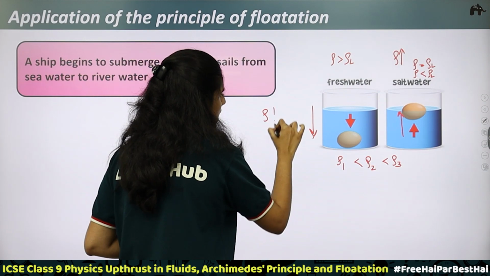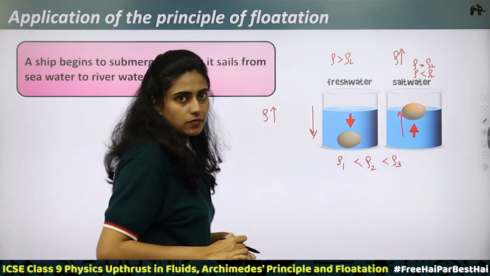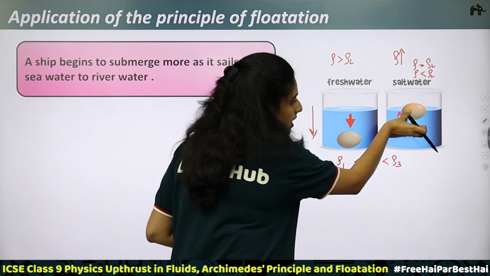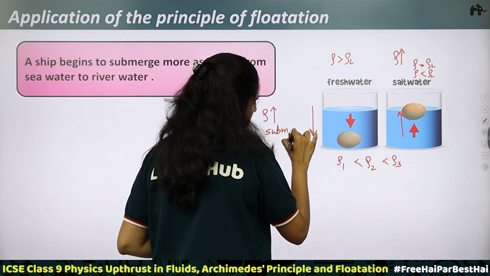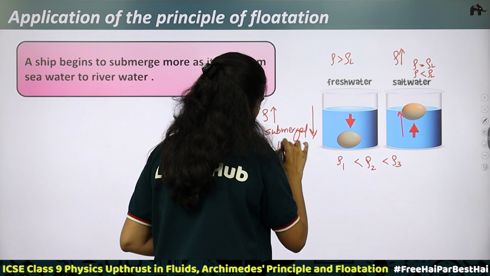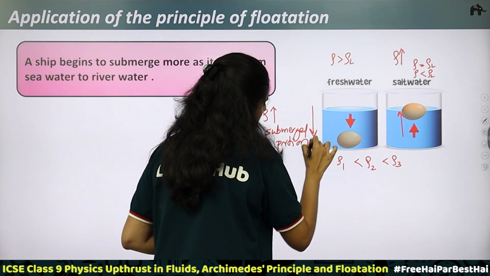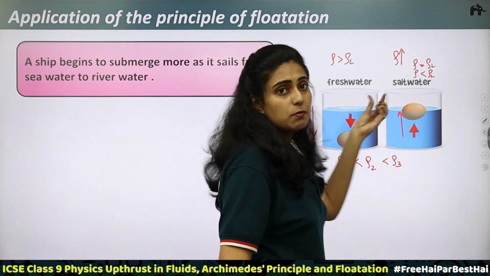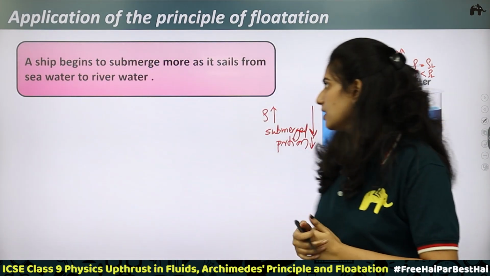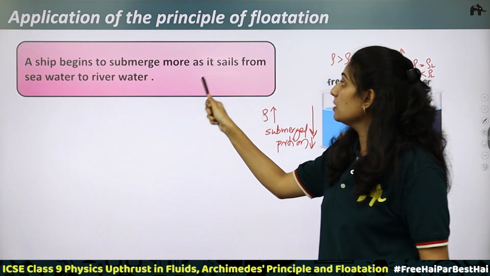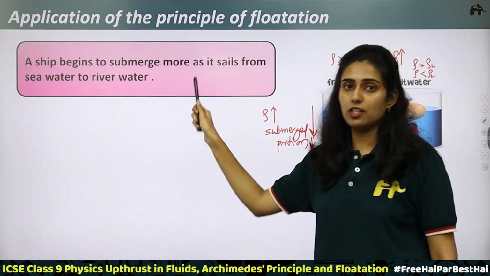Density of liquid increases, the portion that is submerged is decreasing. The part of the body that is inside the liquid is decreasing when the density of liquid is increasing. Okay. So, a ship begins to submerge more as it sails from sea water to river water.